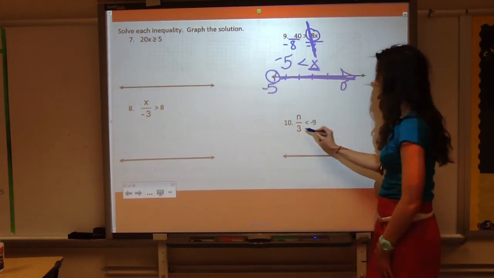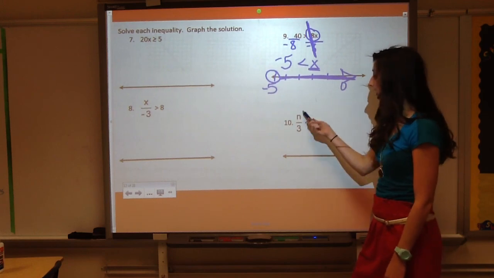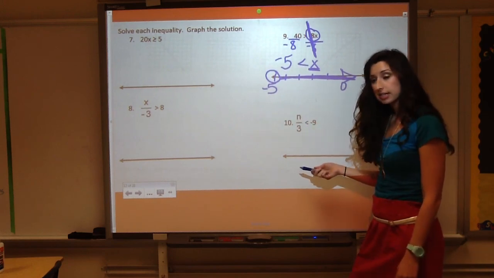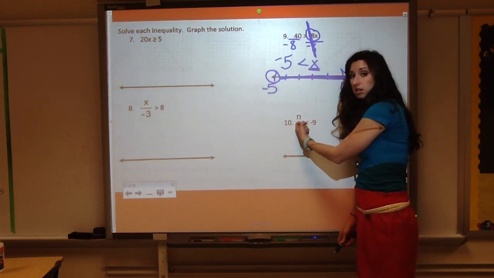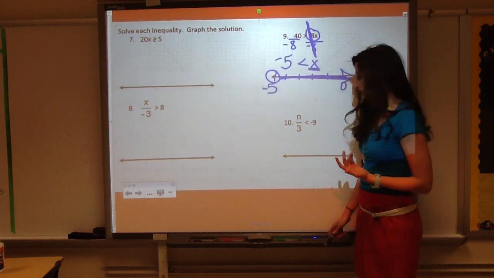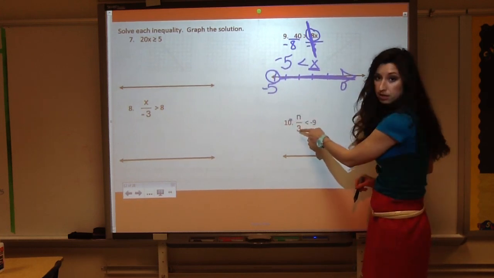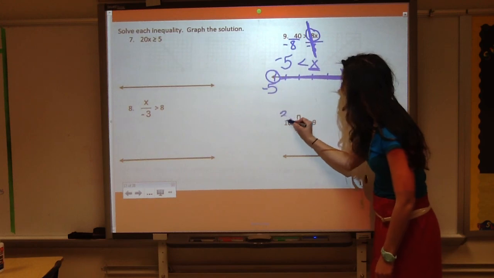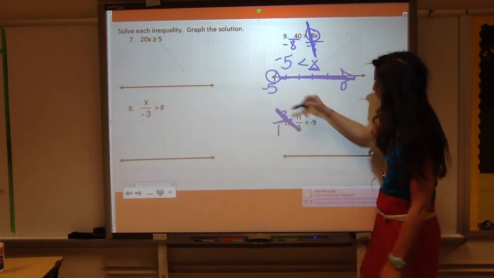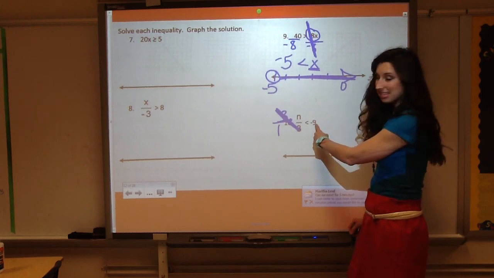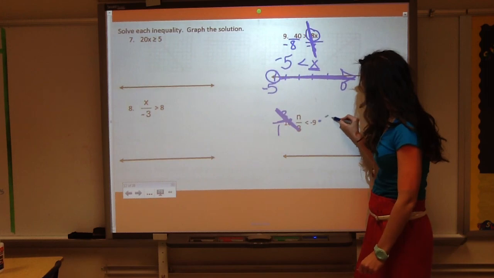Okay, done. This one. I have a division problem already. How am I going to get the n by itself? I must do the opposite. This means to divide, so all I have to do is multiply. What number am I multiplying by? The number that's being divided. I multiply by 3, which means these two cancel. And I need to do the same thing on this side. I multiply by 3 here.